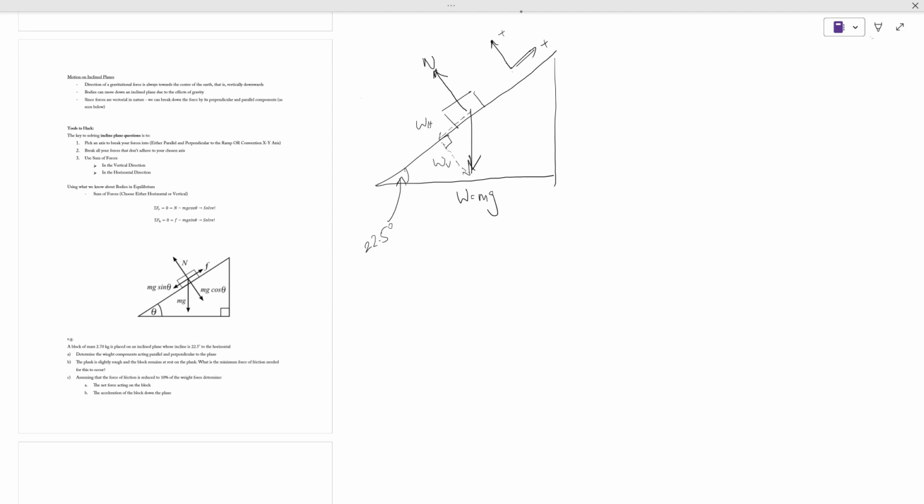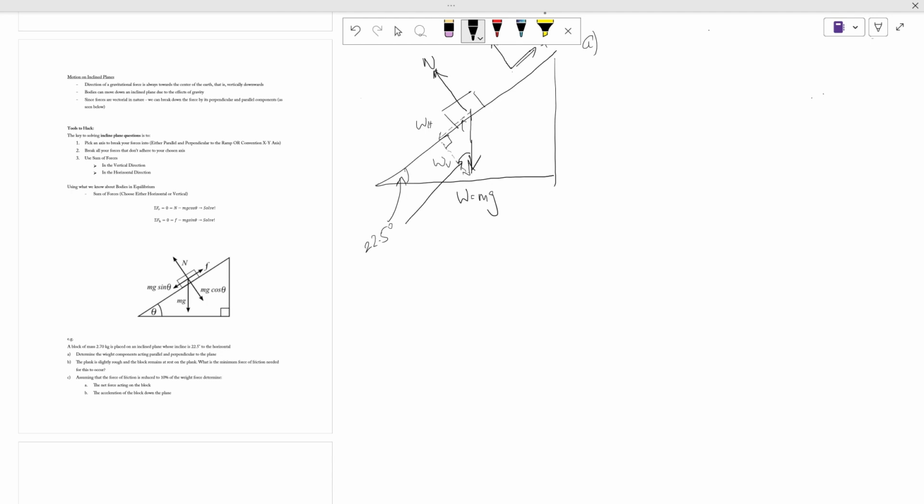And it's asking to determine the weight components acting. So we actually have to do a calculation. So let's see if my pen will do what it needs to do. So using similar triangles, we can actually also determine this angle here is actually 22.5 degrees, right? So let's find the weight components. Let's find WH first, right?